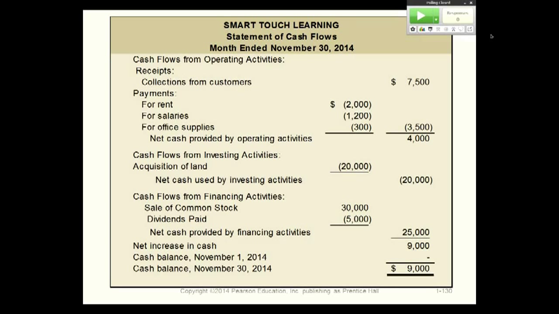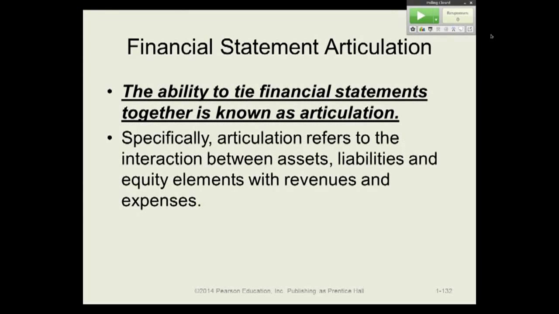On the balance sheet. Right, so this cash is also found back on the balance sheet. So all of the statements will tie together. All of the statements tie together, and that is known as articulation. And that's what I mentioned in the last couple of slides here, that articulation is the ability to tie these statements together, that the statements are related, that income and revenues, expenses affect assets, liabilities, and equity, and vice versa.